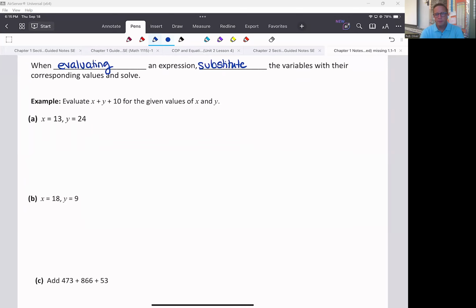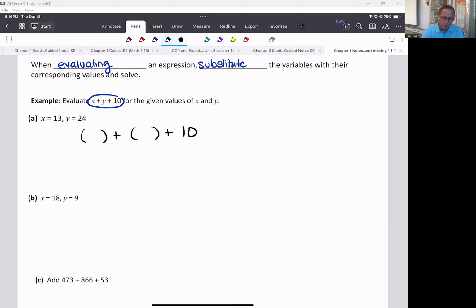All right, so what we're going to do here is we've got an expression, x plus y plus 10, all right? And we're just going to put in the values that x and y are equal to. So for example A, we've got x equals 13, and y equals 24. I usually do this when I'm showing people how to evaluate. So if this is totally new to you, we're going to put in 13 for x right there. We're going to put in 24 for y, and then just solve it. Just kind of put it together.